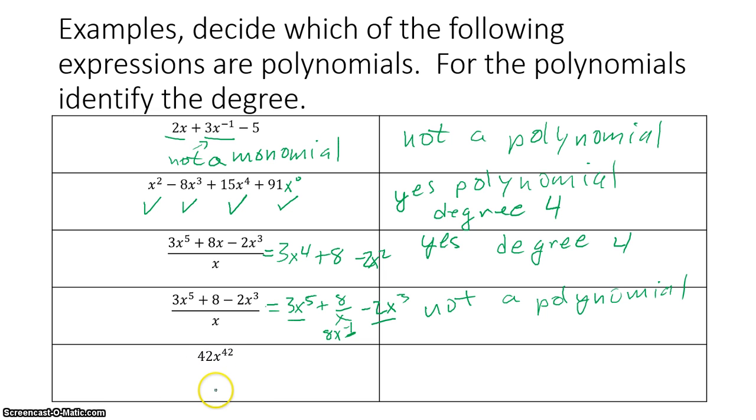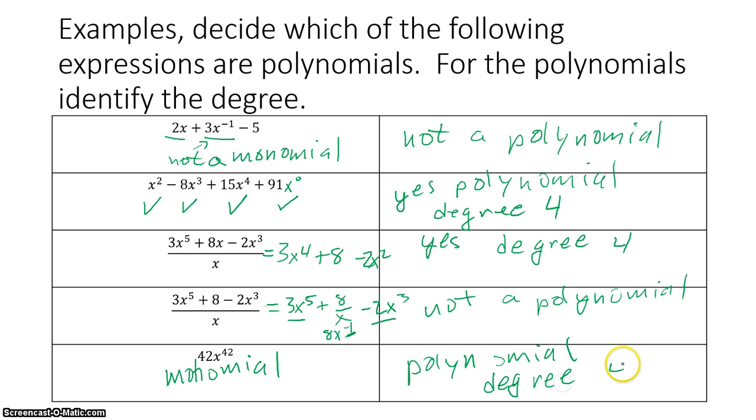Last example for identifying polynomials, 42x to the 42nd power. Is this a polynomial? Well, we know for sure it's a monomial, and we actually know then every monomial is a polynomial. So yes, polynomial, and it is degree 42.